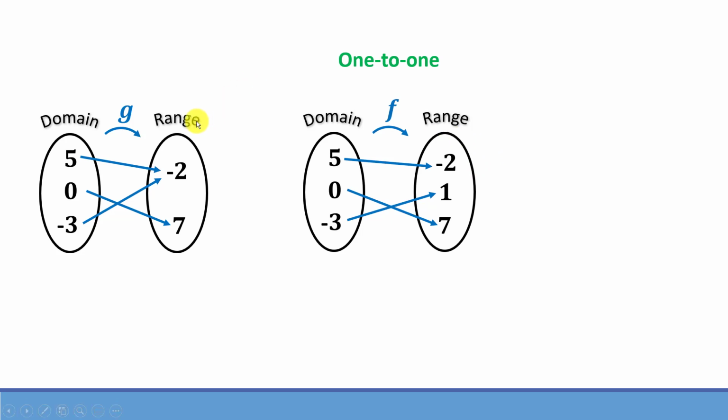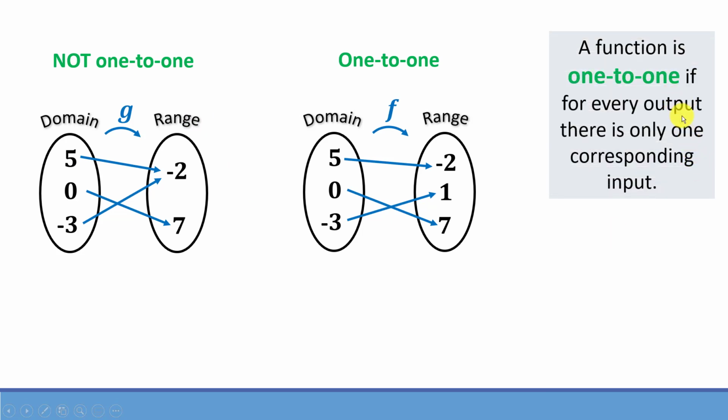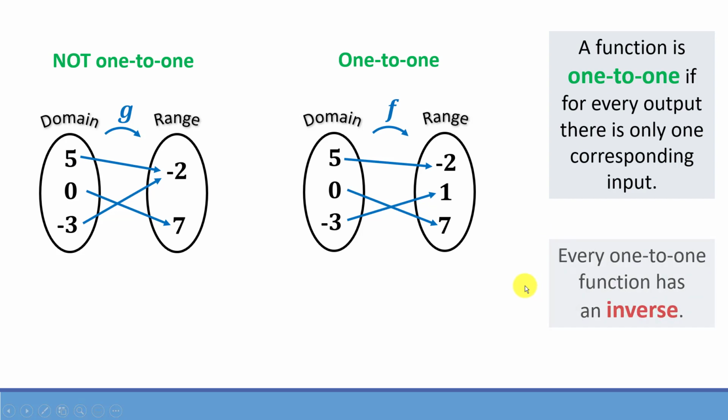And then you can guess that function g is not one-to-one. So a function is one-to-one if for every output, there's only one corresponding input, right? So for every value in the range, there's only one corresponding input for a one-to-one function, versus a function that is not one-to-one, where it can happen that an output has more than one corresponding input. Why do we need to refresh one-to-one functions? Well, because every one-to-one function has an inverse. And as you remember, the topic of this video is inverse trigonometric functions.